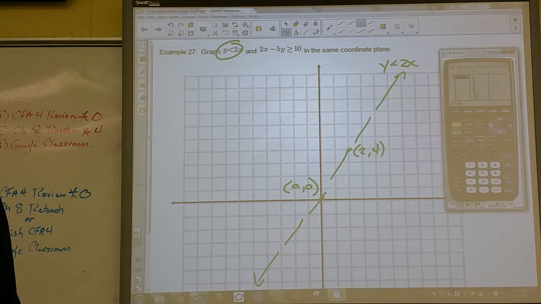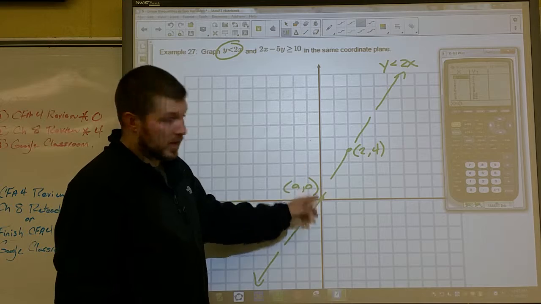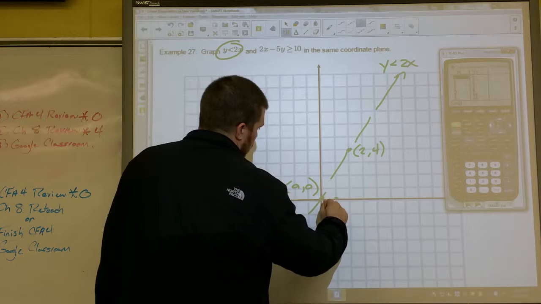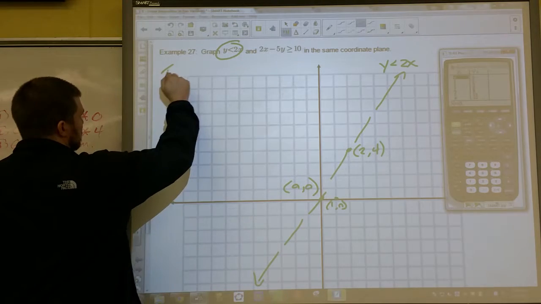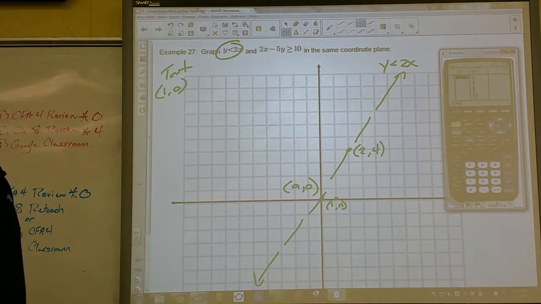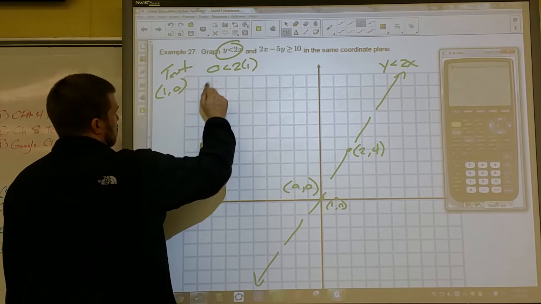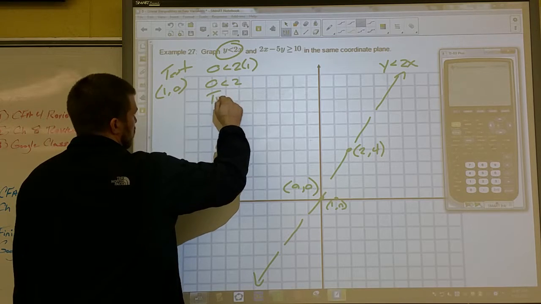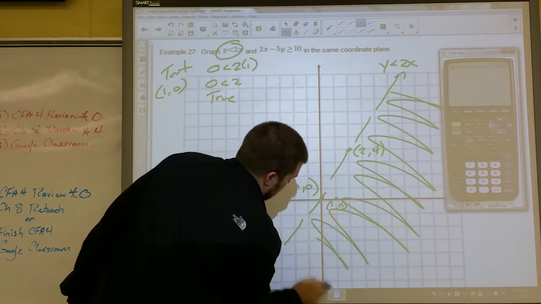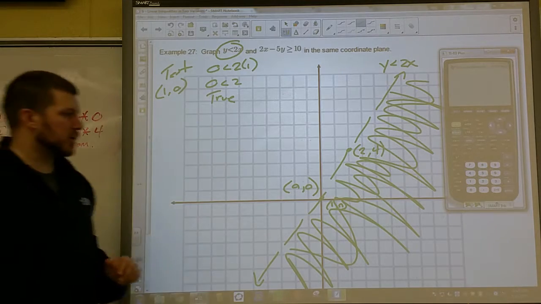Now what I want to do is pick a nice test point. Again, the test point cannot be on the boundary line. Unfortunately, 0, 0 is on the boundary line this time, so I need to pick a different point. I want to just pick 1, 0. That's what I'm going to do. Test 1, 0. So everywhere I see an x, I'm plugging in a 1. Everywhere I see a y, I'm plugging in a 0. So I have 0 less than 2 times 1. Clean it up, so 0 is less than 2. That's true. So I'm going to shade on this side of the boundary line. So everything on this side of the boundary line is a solution to this inequality that's in green.